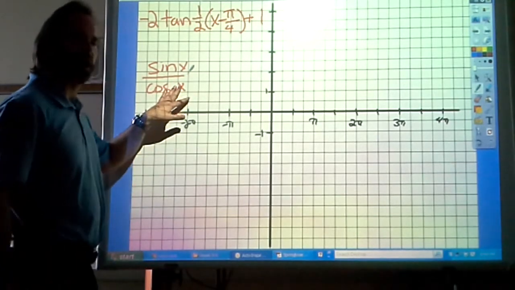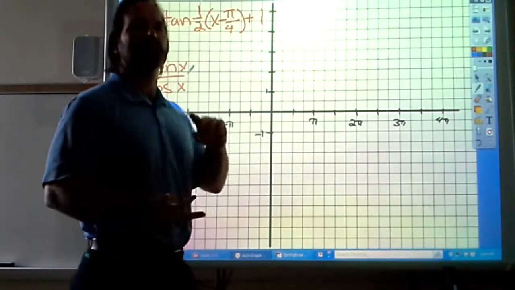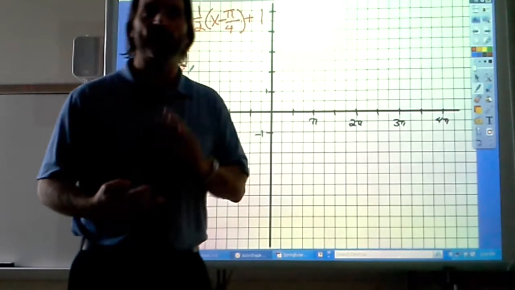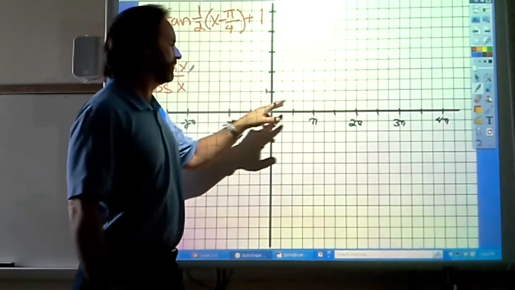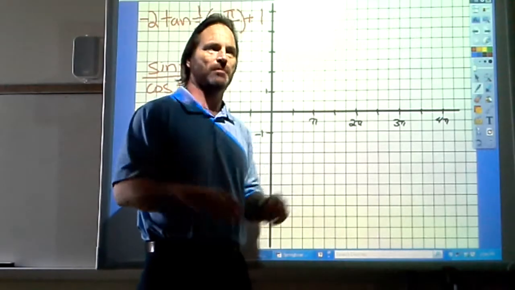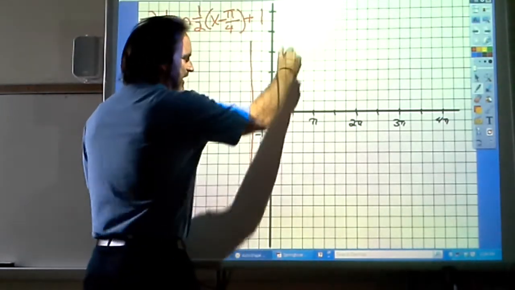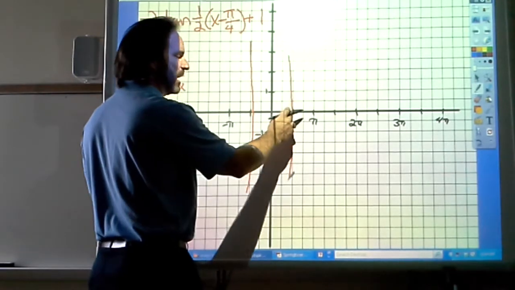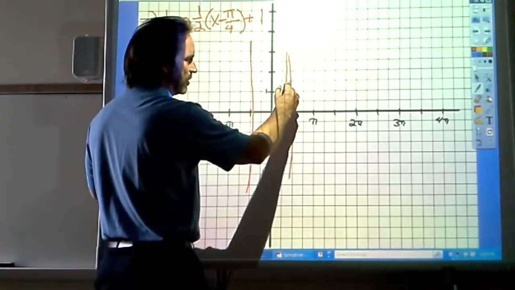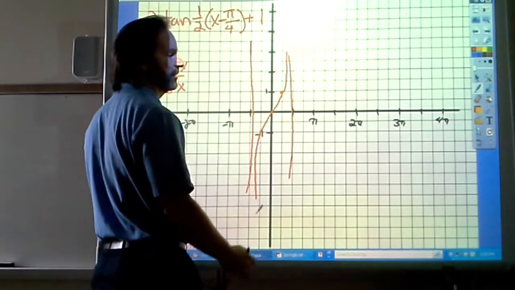So pi halves on the unit circle, we talked about pi halves. We eliminate from our domain intervals of pi half: pi half, negative pi halves, 3 pi halves, 5 pi halves, and so on. So a normal tangent function has asymptotes at negative pi halves and so on, and it goes through 1, 0, negative 1, down like so. All right?